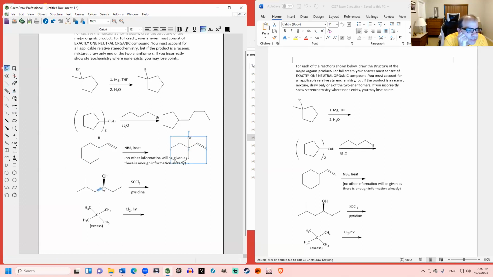And in the next reaction, we're given an alcohol. Actually, I'm going to get rid of the stereochemical issue. But in class, we said that if you have an alcohol and you treat it with thionyl chloride, SOCl2, it substitutes the OH group for a chlorine. So that's the best answer.